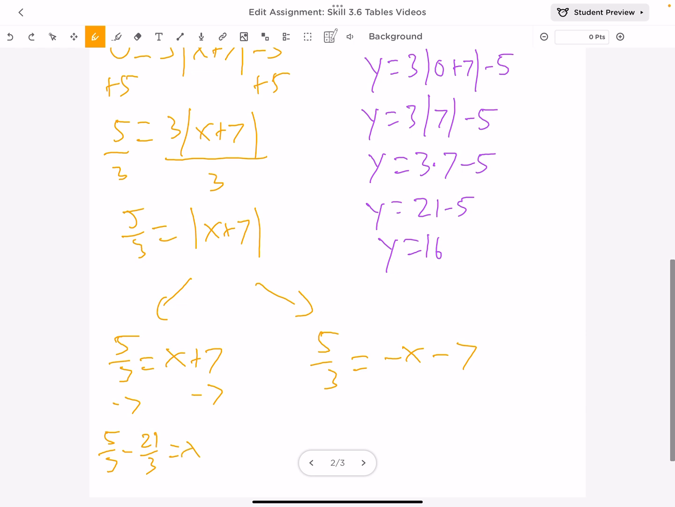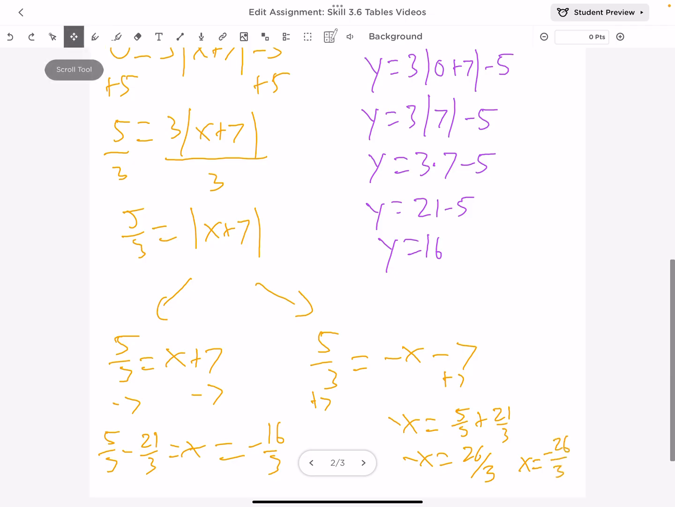All right, and then from here, minus 7, so 5/3 minus 7, and that 7 becomes 21/3, is equal to x, which is equal to 5 minus 21, that's negative 16/3. And then this becomes plus 7, so that is negative x is equal to 5/3 plus 21/3. That's negative x is equal to 26/3. So x is equal to negative 26/3. And so then we can take those values.